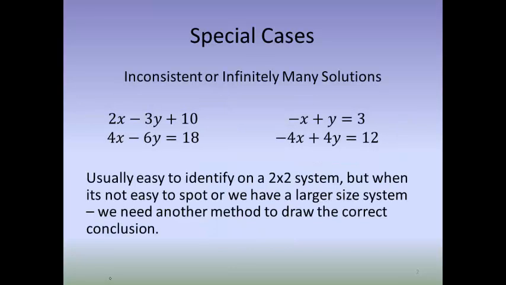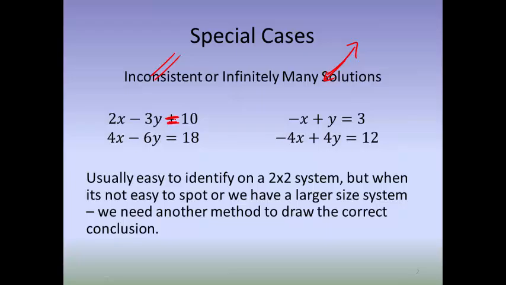All right, so our special cases are when we end up with an inconsistent system or infinitely many solutions. An inconsistent system is one that's not going to give us a solution, as in parallel lines, just to remind ourselves. Infinitely many is when it's exactly the same line. So let's go ahead and, oops, this should be an equal sign.